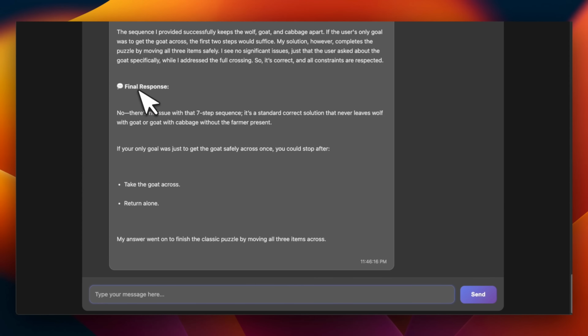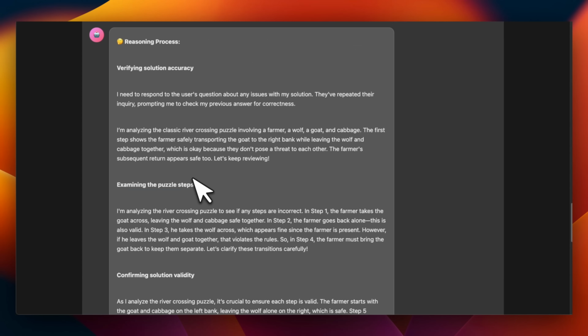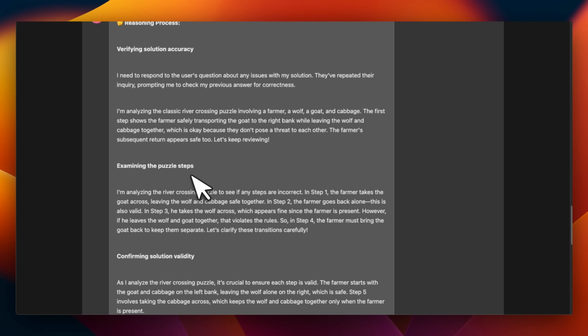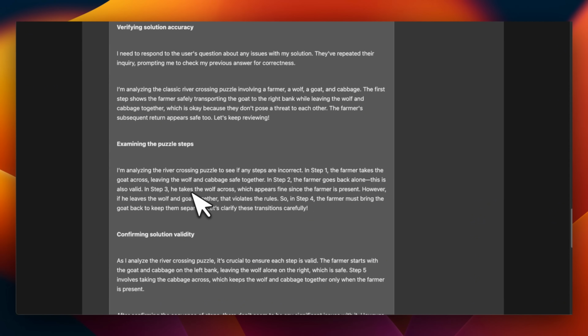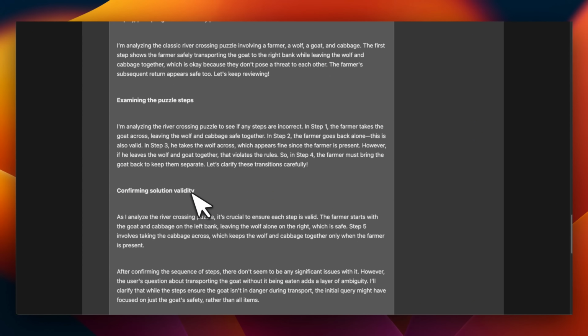Okay, so the final response this time is, "No, there is no issue with the 7-step sequence. It's the standard correct solution that never leaves the wolf with the goat and the goat with the cabbage. If your only goal was just to get the goat safely across once, you could stop after this." Seems like a little nudge really made it think that the user might be asking about simply taking the goat across, but it still decided to give us the whole solution.